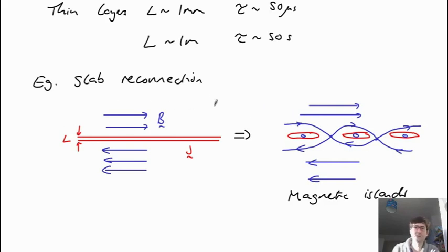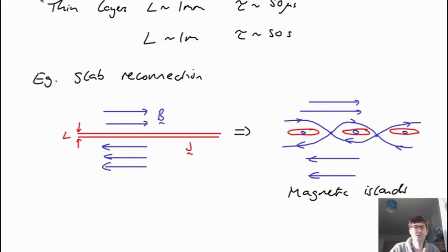And so this is forbidden in ideal MHD, but finite resistivity can allow this to happen. And it happens when these length scales are short. So if L is small, then this diffusion of the magnetic field can occur on a short time scale. This kind of situation can happen in a tokamak.